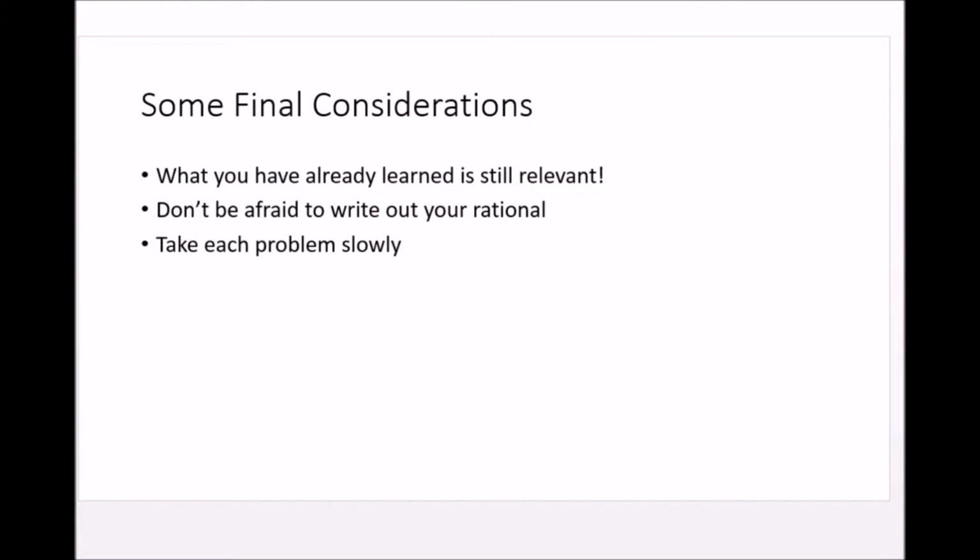Another thing here, just to help with test taking, is don't be afraid to write out your rationale. Because if you write it down, first it will give the teacher an idea of what you're doing instead of them trying to decipher your arrows and thinking you're crazy. Second off, when you read it and see what you're trying to do, you might be able to figure out the answer. It might jog your memory. So it's never a bad idea to put that down there.